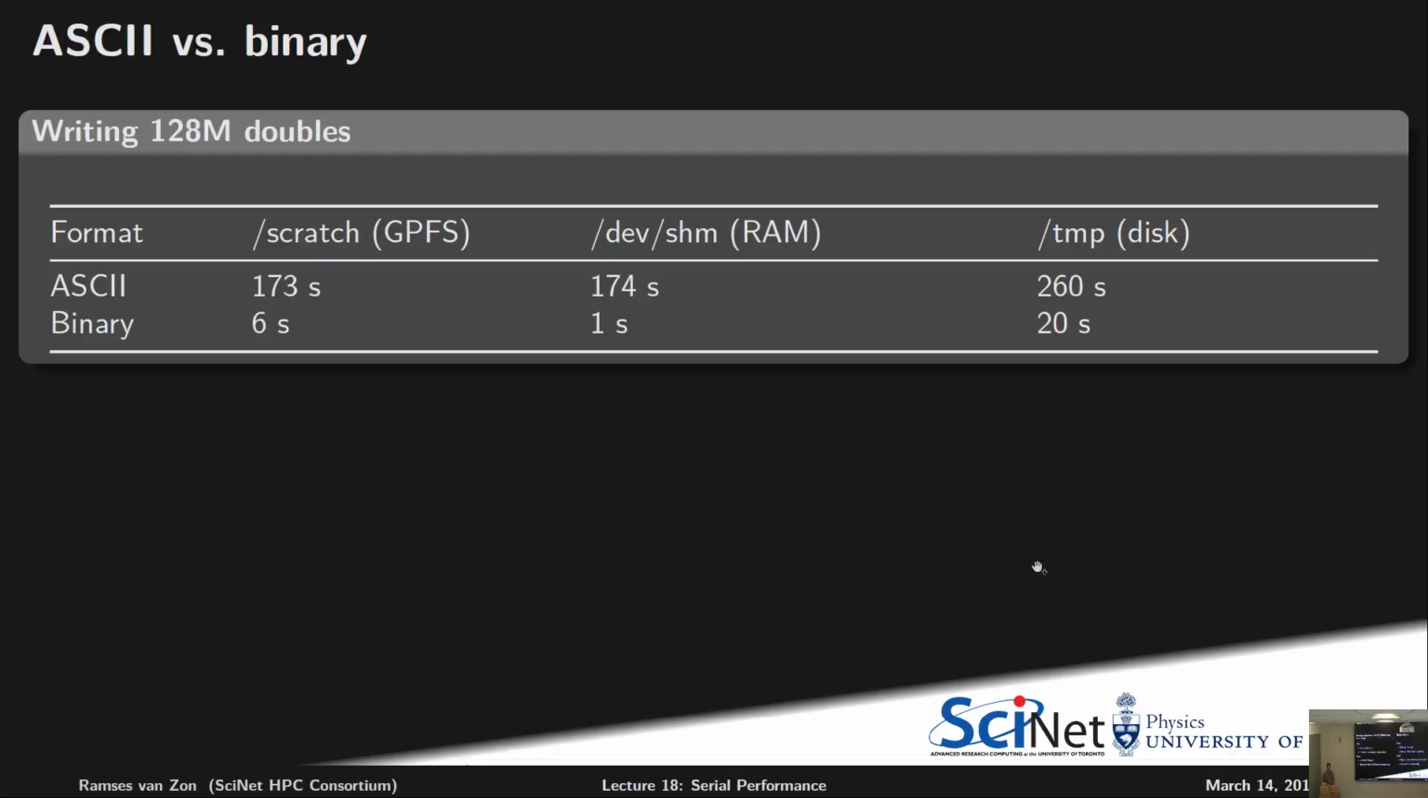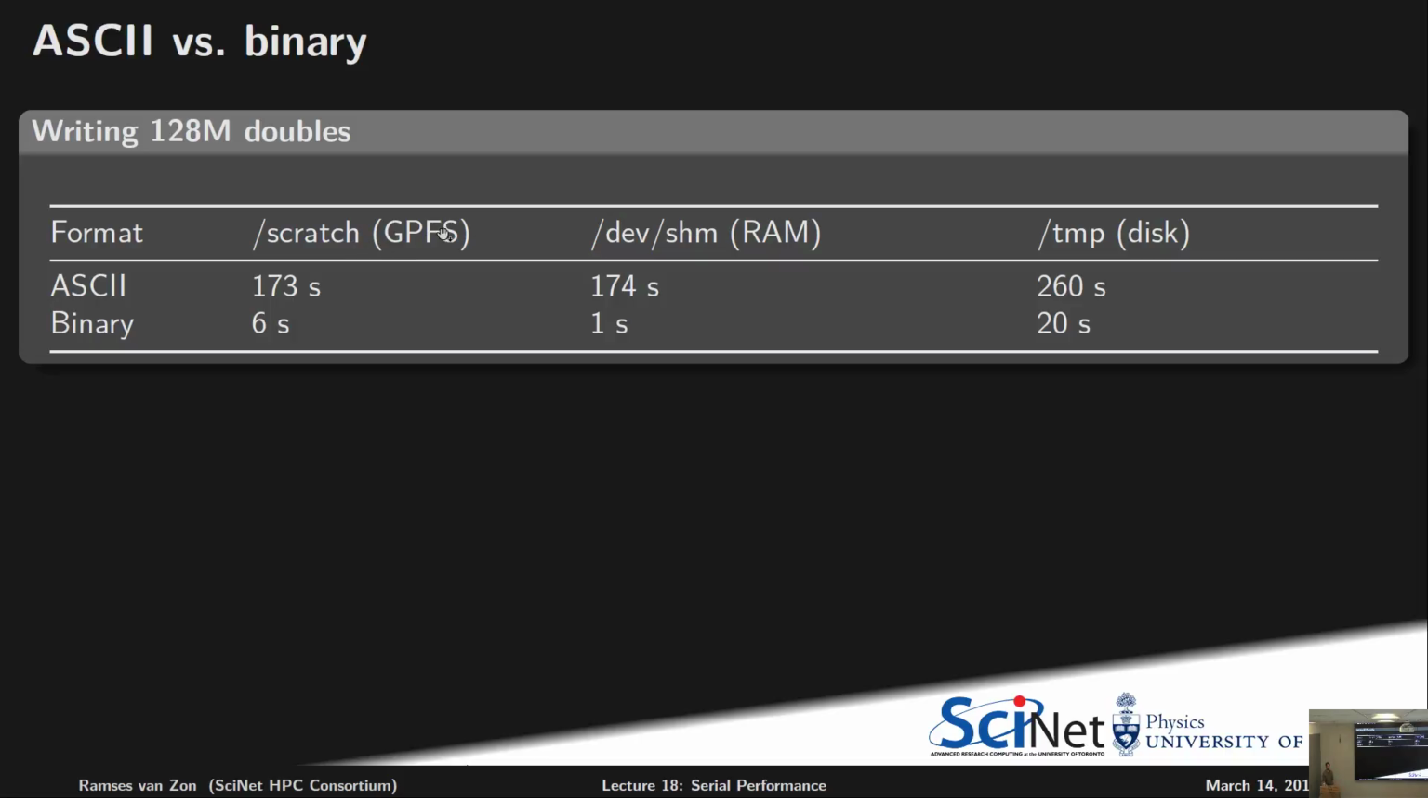So just to give you an idea on the speed differences, here's writing about 100 million doubles in ASCII or in binary on SciNet. On our Scratch file system, which is a parallel file system called GPFS, if I write in ASCII, it takes about 170 seconds. To write in binary, it takes 6 seconds. So if you find your bottleneck is in I/O and you're writing in ASCII, this might be a hint to try and write in binary.